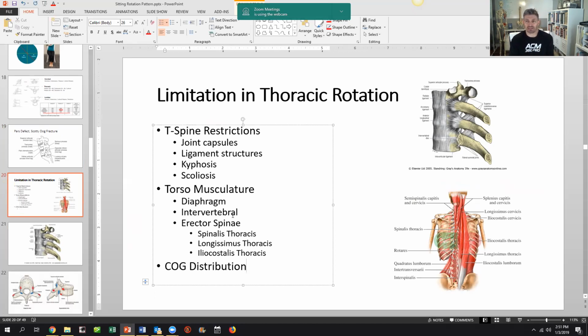And some of it can be related to this person's posture, sitting all day, driving in their car all day, or it could be a result of lack of stability somewhere else. They have to find stability elsewhere. We'll talk about that when we get to the exercises.